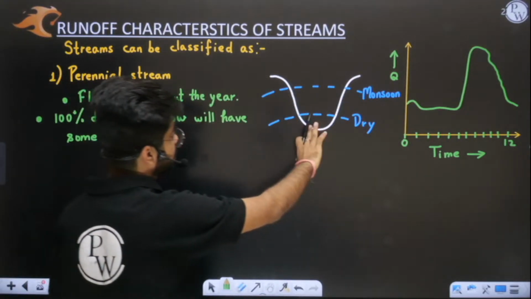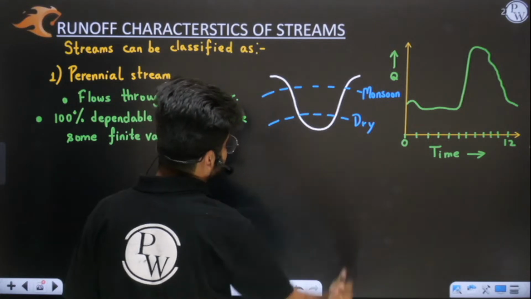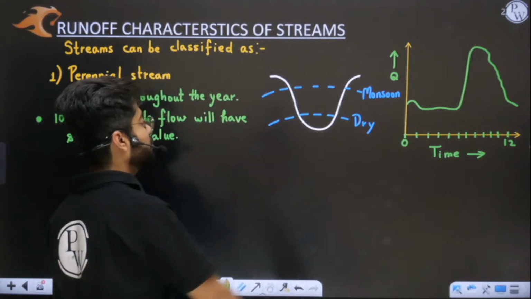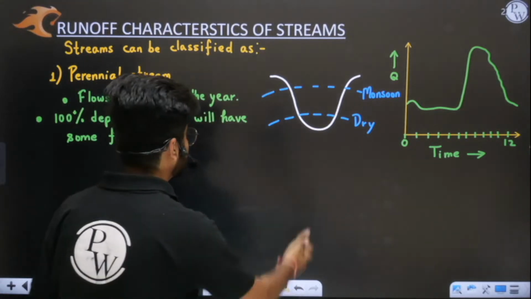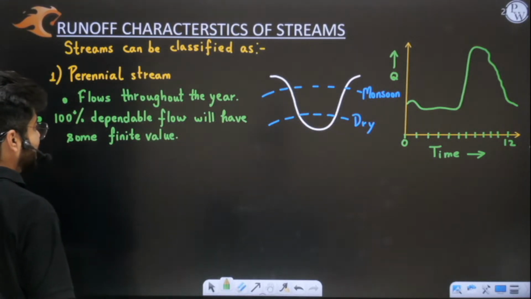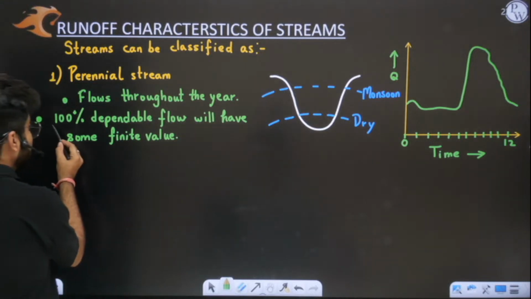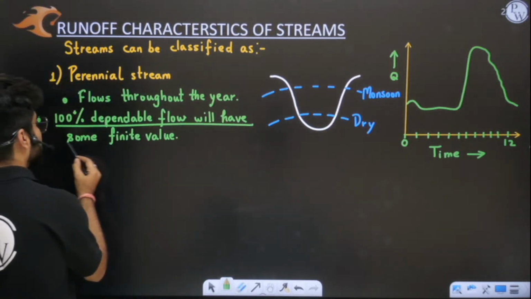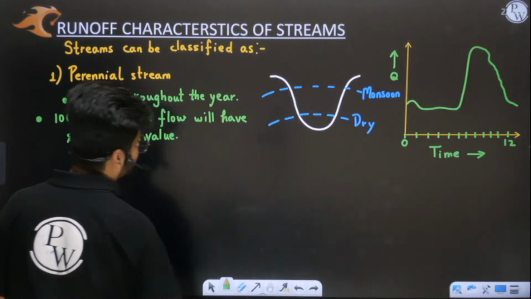This is the cross section in which I am indicating the level of water with respect to different seasons. I hope this is clear. And this is your definition of a perennial stream. Now, one last statement we have to understand is that 100% dependable flow will have some finite value. What is the meaning of this?